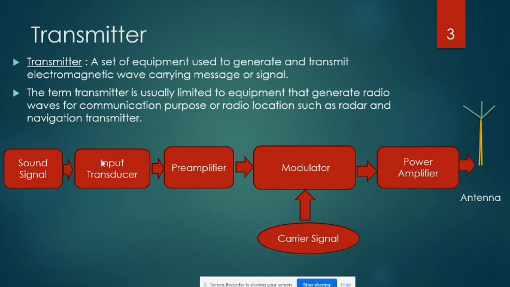A signal comes in to the input transducer, where it is converted into an electrical signal at audio frequency. Then it goes to the preamplifier, then to the modulator, where it is modulated with a carrier signal, and goes to the power amplifier. Then through the antenna it is transmitted in the form of electromagnetic waves.